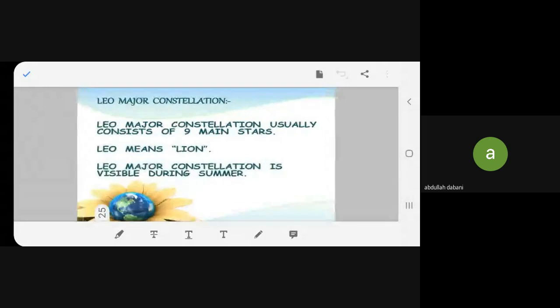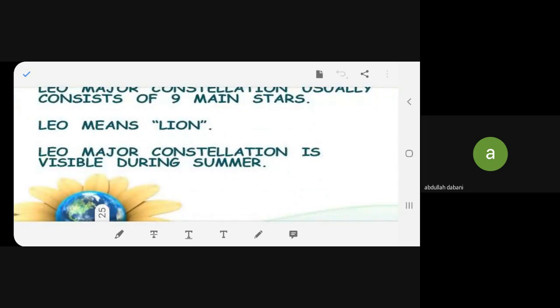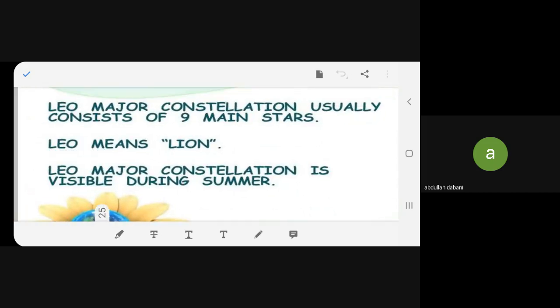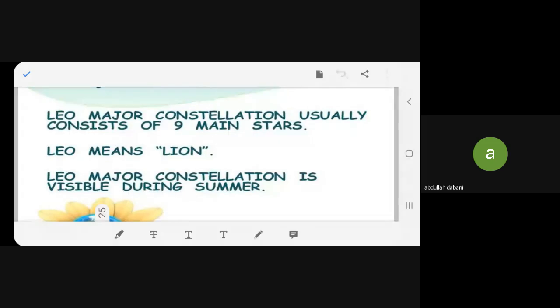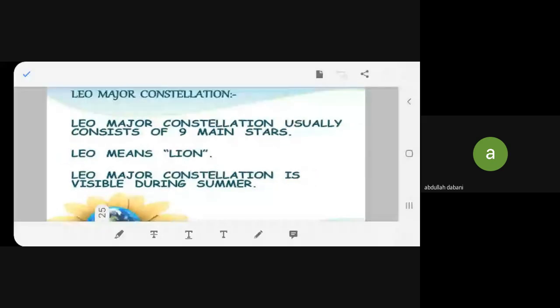Now the fourth one that we are going to talk about is the Leo Major constellation. Please read with me. Leo Major constellation usually consists of nine main stars. Leo means lion. Leo Major constellation is visible during summer. So this is made up of nine important stars, and you know that Leo means lion, and it is visible during summer. See how it looks.